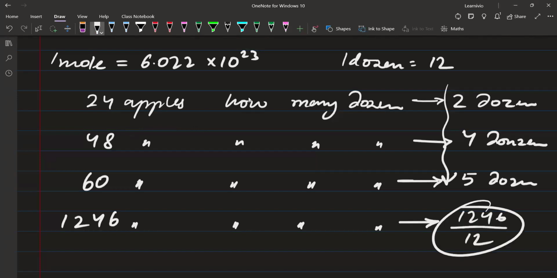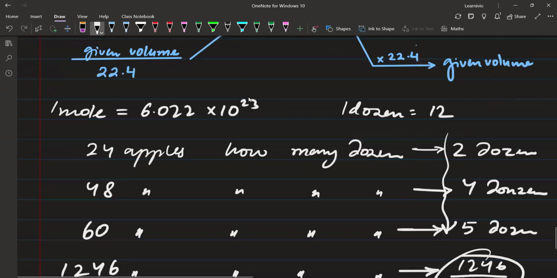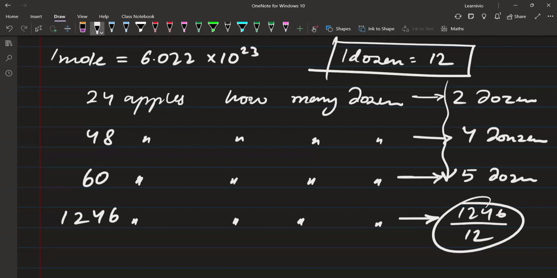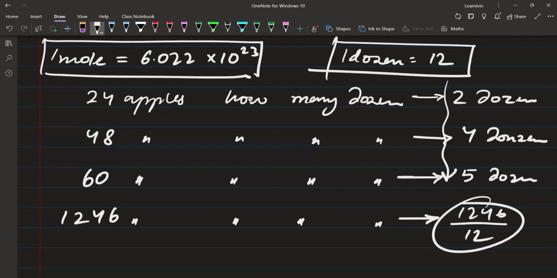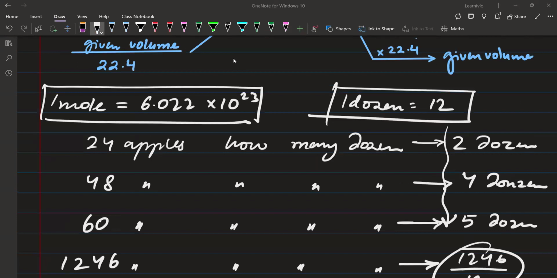The same thing. So given number of particles divided by 12 if I want to calculate the dozen. If I want to calculate moles, then I will divide by 6.022 into 10 to the power 23. That's the first formula. Make sense? Yes or no? Adil, Leena, Noufal, yes or no? Yes, sir. Okay? See next.